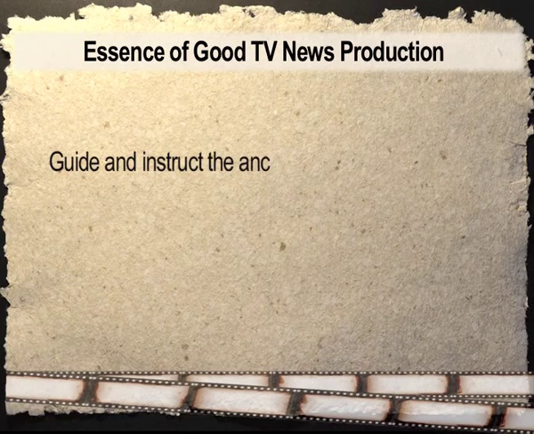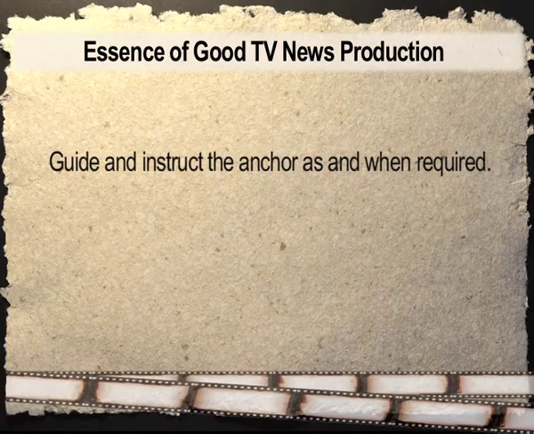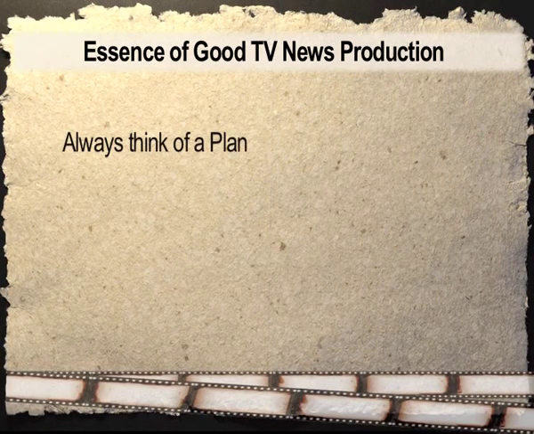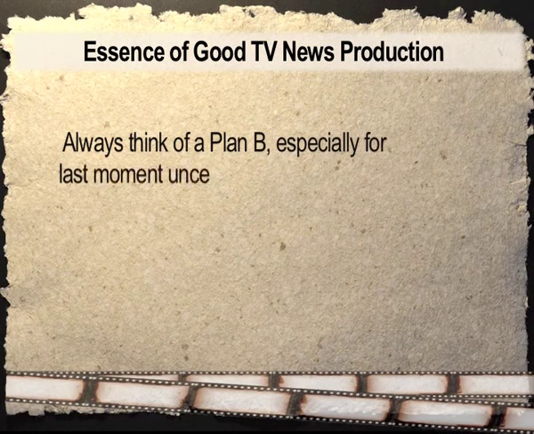And guiding and instructing the anchor, as I said already, if something goes wrong, how does he or she manage the situation, and how does he or she come back to the main story when normalcy is restored. And always think of a plan B, especially in case of last-moment stories, how do you manage if the stories actually do not come. So all these things, your presence of mind and plan B, cross-checking all facilities and telling all the people involved exactly what is going to happen, these are the key points of success of live news production.